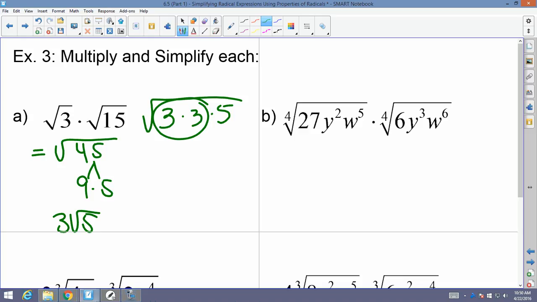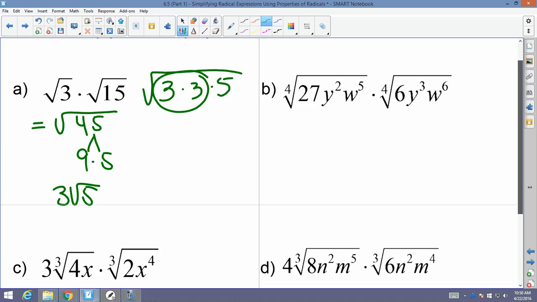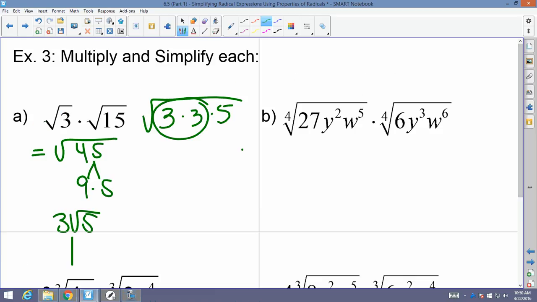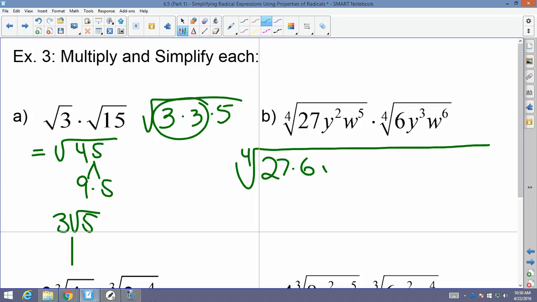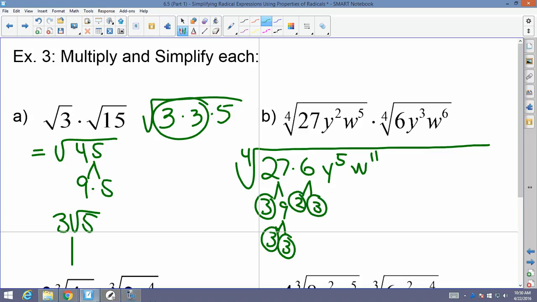Now here is a great example of it. This is a fantastic example of this. I don't have a fourth root for 27, and I don't have a fourth root for 6. However, I'm going to go fourth root of 27 times 6, y to the 5th, w to the 11th. 27 breaks down into 3 times 9 and a 3 times 3. 6 is a 2 times 3. Circle the prime, and now I'm ready. I have a 3, a 3, a 3, and a 3. I have four 3's, which comes out as a 3. And I've got a fourth root of a 2 left over.